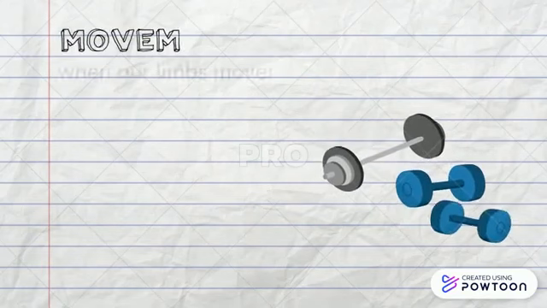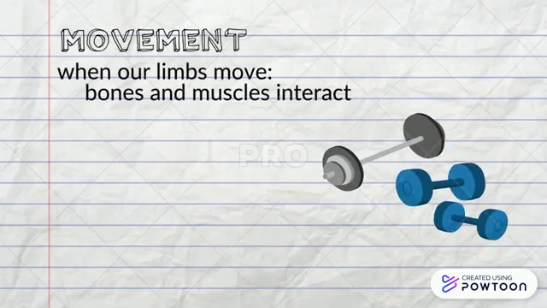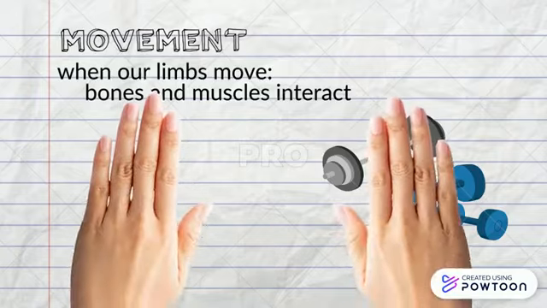Another major function of bones is movement. When our bones and muscles interact, this is what causes our limbs to move. This is what gives us the ability, for example, to lift weights.